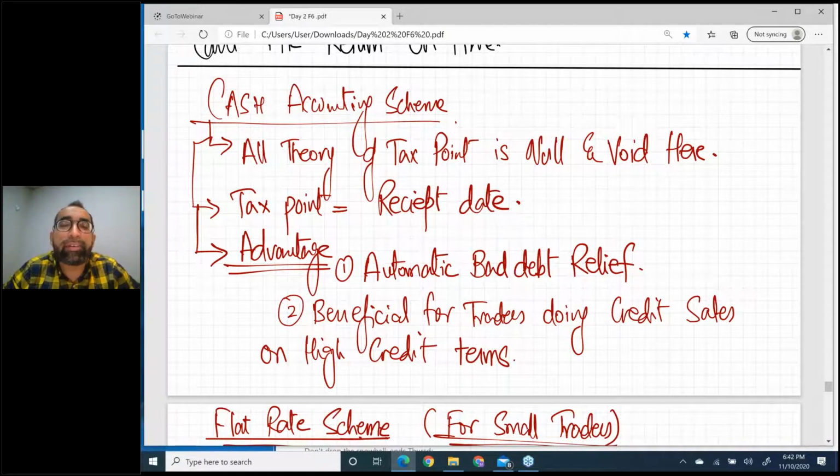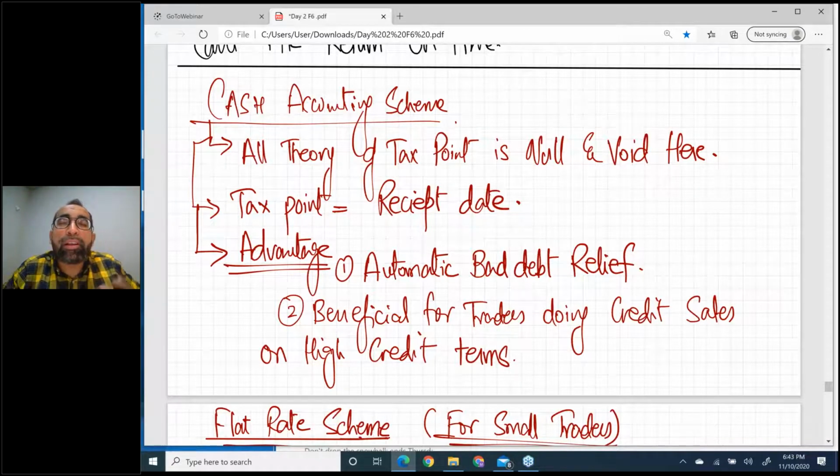Number one, automatic bad debt relief. I hope I'm teaching students right now. Next month is your paper, so you have studied something. Definitely you have studied a lot. There is a topic which is called bad debt relief. In normal circumstances, even when you don't use the cash accounting scheme, still you get bad debt relief.